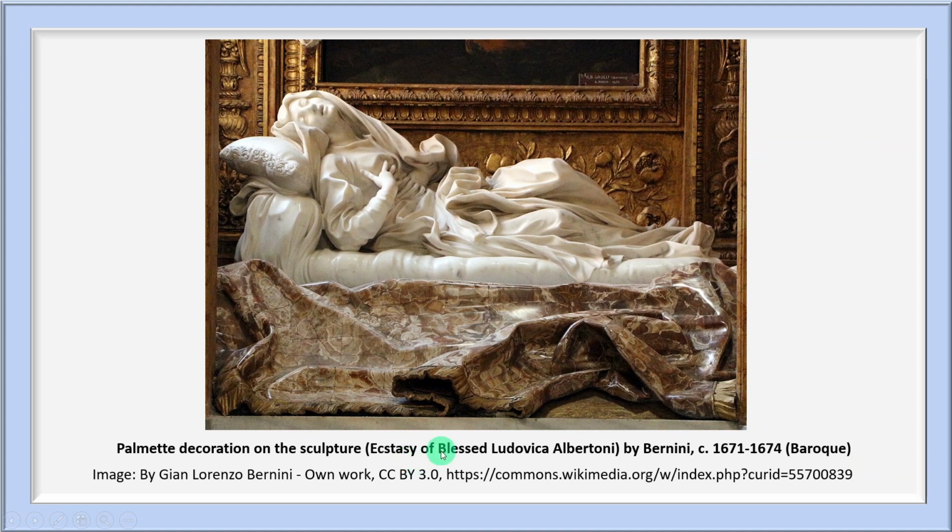This is the Ecstasy of Blessed Ludovica Albertoni. So these motifs, basically I want to say, are very important and they continue to exist to the present day. And as we are going to proceed further and further in a mission to explore art from different periods, from different places, we will always come across these in some manner or another.